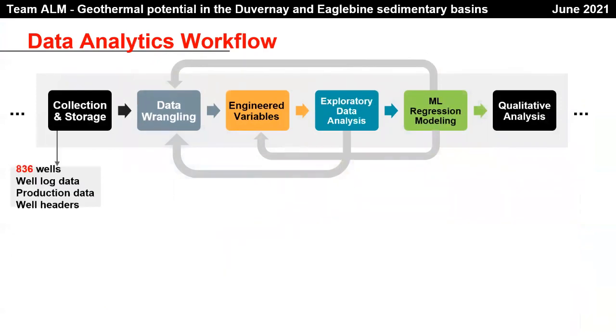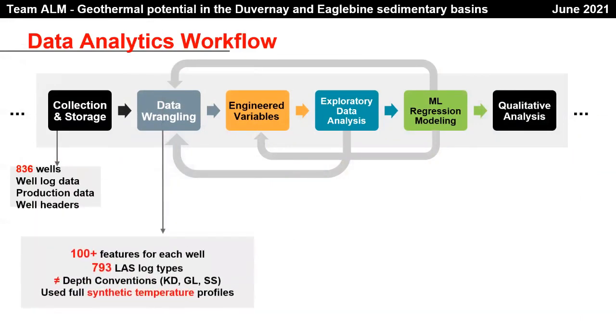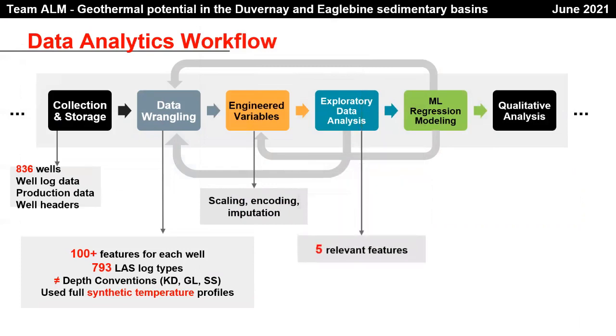We had over 800 wells. The log data, production, and well headers for each basin were combined into a single data set, which gave us more than 100 features per well. We reconciled different depth conventions and extracted full synthetic temperature profiles for each well. We then scaled and encoded some variables and imputed missing data. During the exploratory data analysis, we found that 5 features were critical for a good temperature prediction. We chose a random forest regression model and continued on to the qualitative basin analysis.